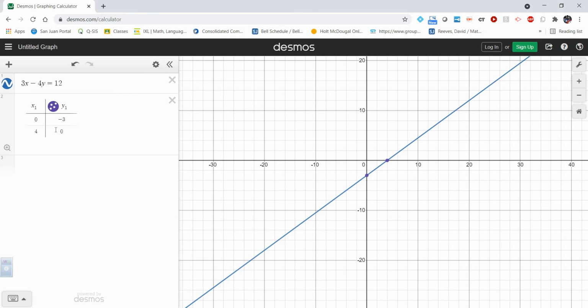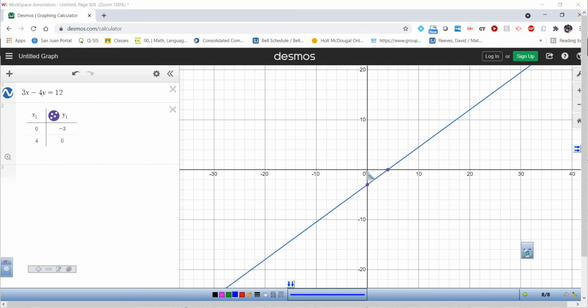Well, guess what the easiest coordinate plane value, or ordered pair, I should say, is to work with? It's right here, (0, 0), right? So what we're going to do is check (0, 0) and see, is it a solution or is it not a solution?